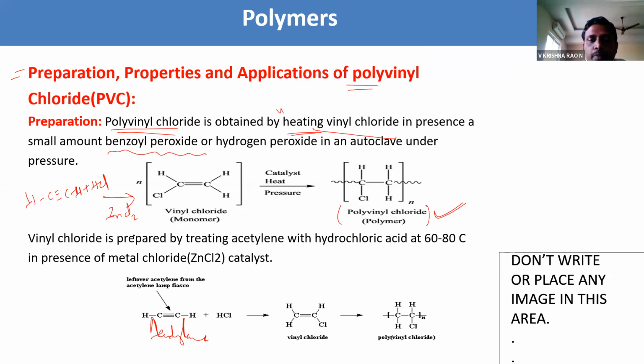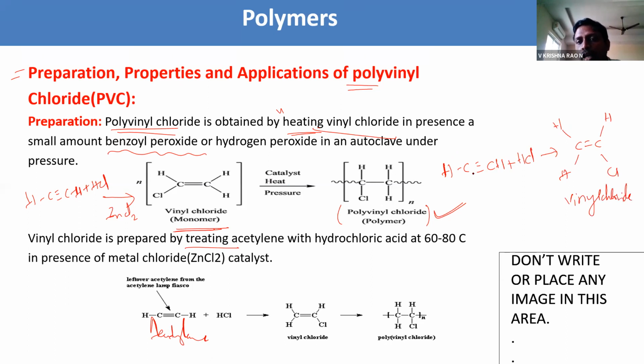Here, vinyl chloride is prepared from acetylene. Now, how do we prepare this monomer, vinyl chloride? Acetylene, formula CH triple bond CH, reacts with hydrochloric acid, HCl. It forms vinyl chloride, CH2=CHCl. This is the monomer involved in the preparation of polyvinyl chloride, in the presence of ZnCl2, zinc chloride, as a catalyst.